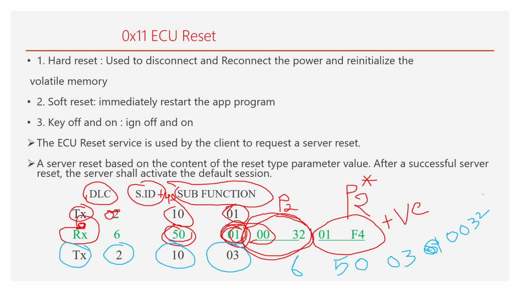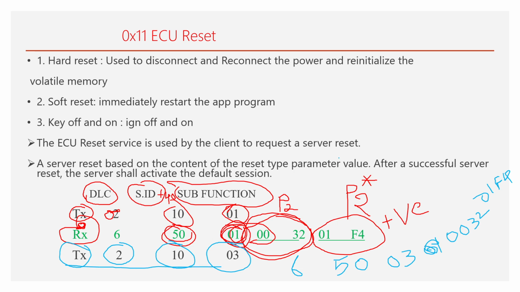This is the P2 value. And 0, 1, F4. So this is the positive response from this request. Given the request, which message are you sending? 0 to 10, 03. So what is the output? 6, 50, 03 means extended session. And this is the positive response for this request.